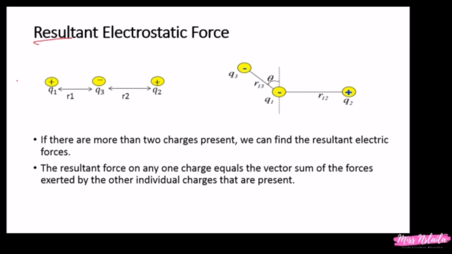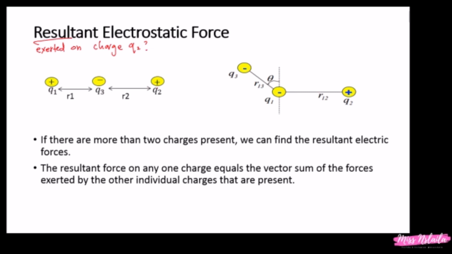Okay, for example, the first diagram, we have three charges, Q1 positive, Q3 negative, and Q2 positive. There are distances between them, R1 and also R2. If I ask to find the resultant electrostatic force that exerts on charge Q2. Bermaksud saya nak cari berapakah jumlah electrostatic force yang bertindak ke atas charge Q2.